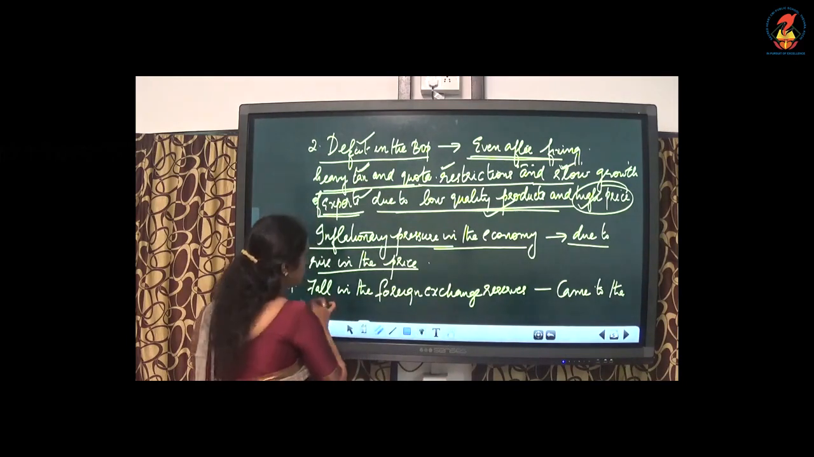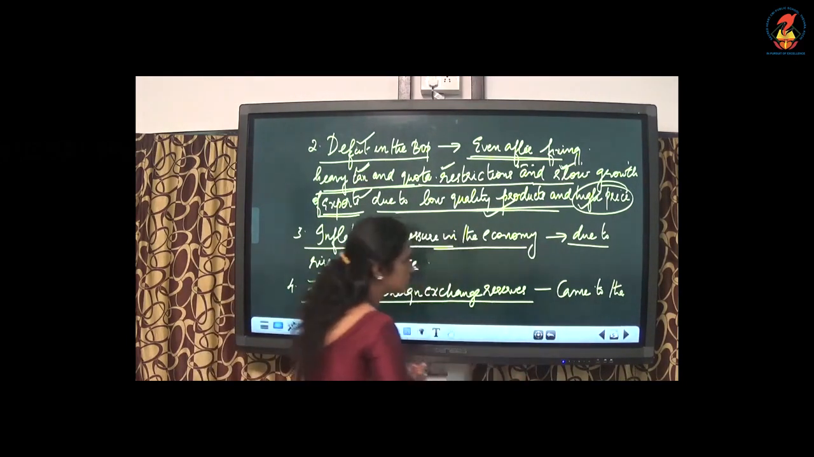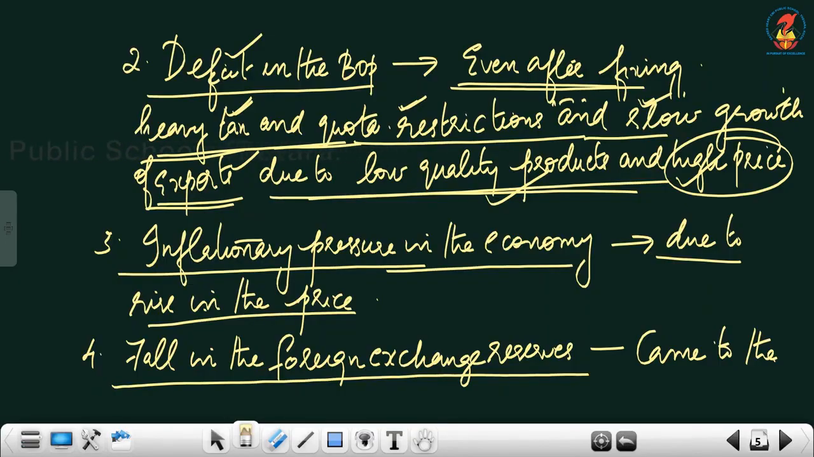Now, the next one is fall in the foreign exchange reserves. You know that every country will have some foreign exchange reserves with it. If the foreign exchange reserves are less, what will happen?